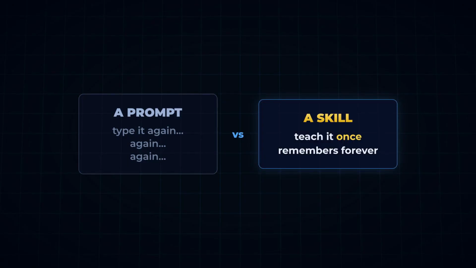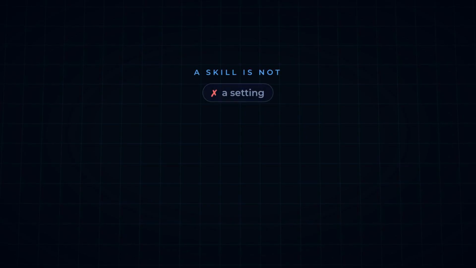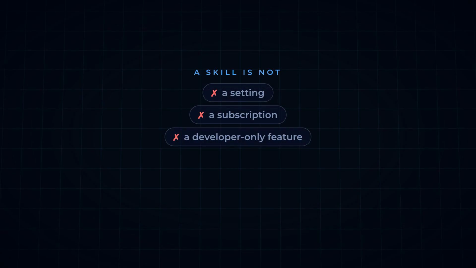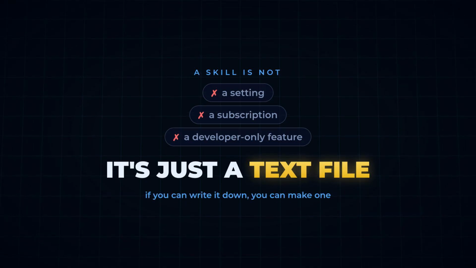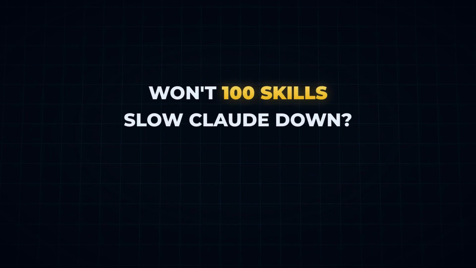And here's what a skill is not, because this trips people up. It's not a setting. It's not a subscription. It's not some advanced developer feature you need permission to use. It is a text file with instructions. If you can write down how you do something, you can make a skill. That's genuinely the bar.